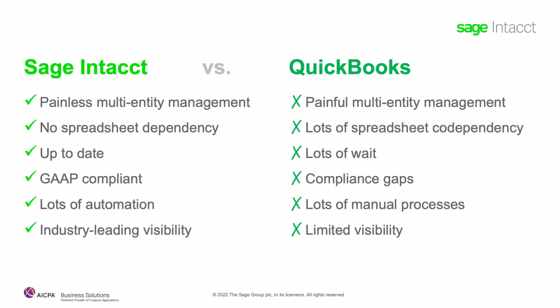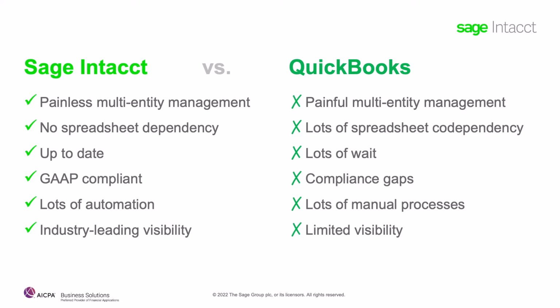Everything is always up to date, and it's easy to switch back and forth between local and consolidated views. This makes consolidation a snap, and if you're at all concerned about GAAP compliance, rest assured that every transaction is recorded and time-stamped, making all transactions fully auditable. This is something that QuickBooks does not offer.